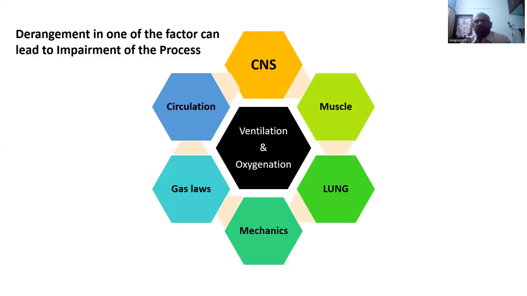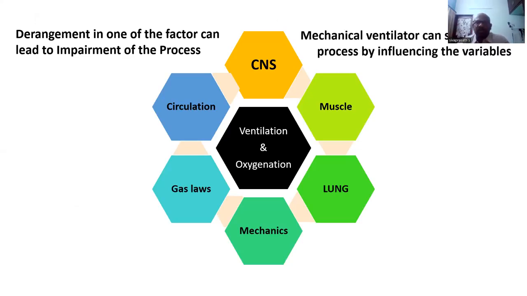So ventilation and oxygenation is a complex interplay between the CNS, the muscles, the lung mechanics, gas exchange and circulation. And derangement in one factor can lead to impairment of the whole process. Probably it can be a mild derangement. You might not be able to appreciate it, but in the long run, definitely ventilation and oxygenation will be impaired. So a mechanical ventilator can improve or support the process by influencing these variables.